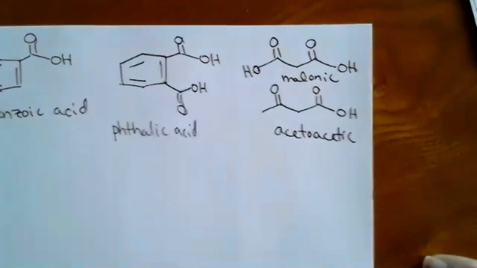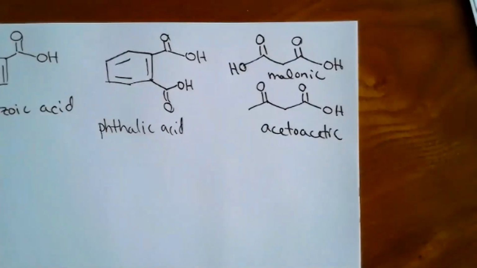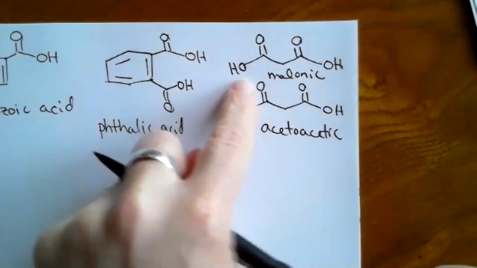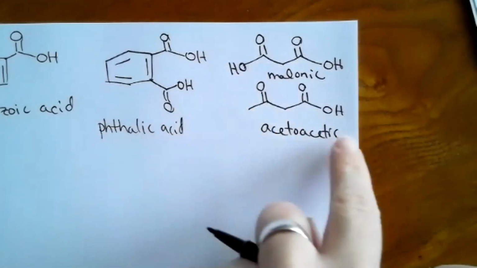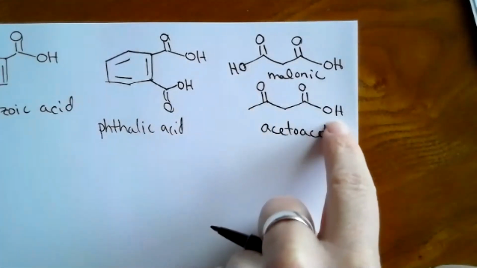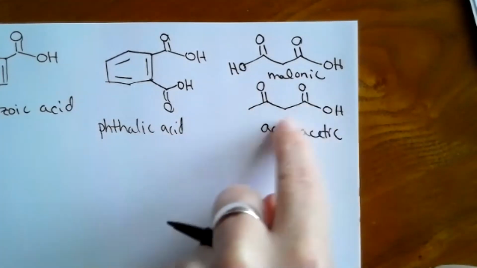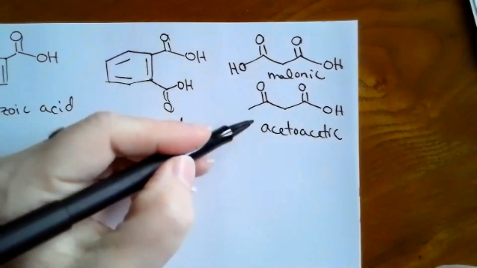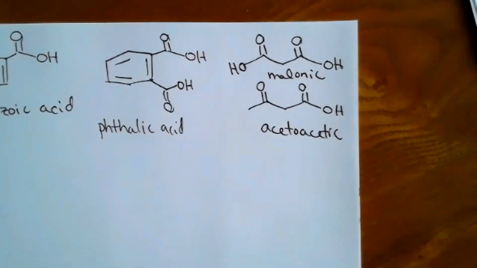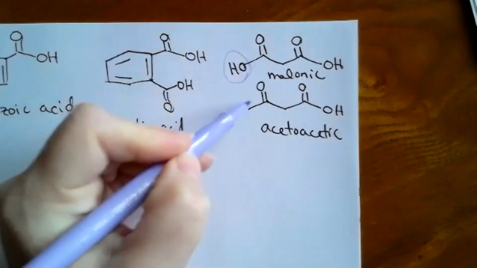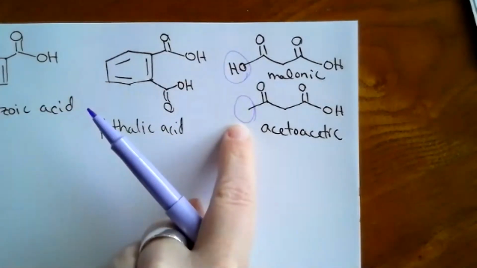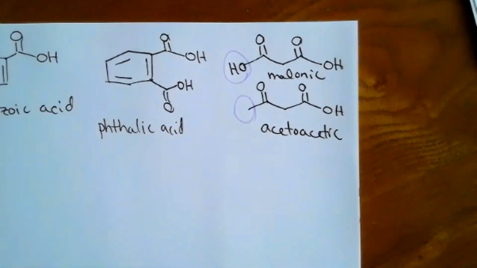They're not super important right now, but while we're talking about carboxylic acids, we might as well talk about these guys. So malonic acid is a diacid, 3 carbons in total. Acetoacetic is a monoacid and a ketone. It's got 4 carbons in total. The only difference between these two guys is what's on one end. Acetoacetic has a CH3, malonic has an acid there instead.